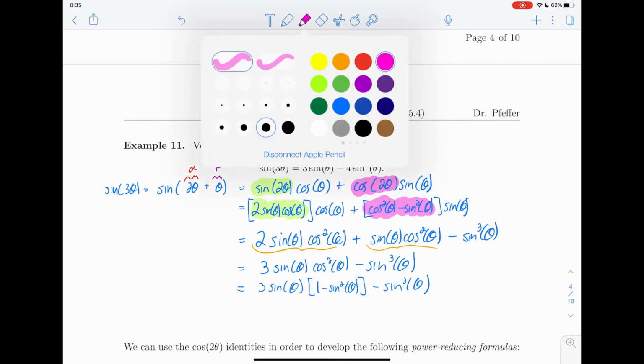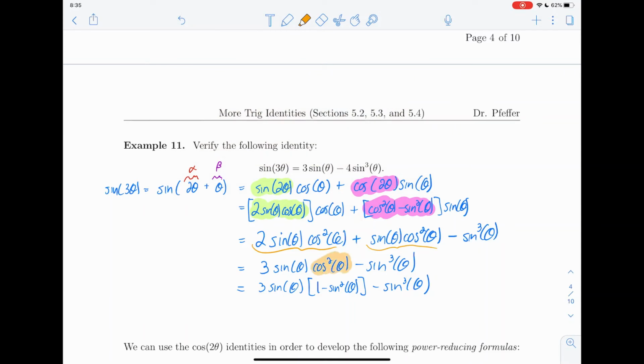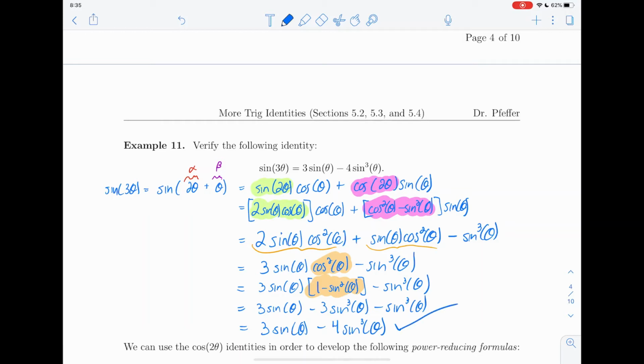Using the Pythagorean identity, I'm going to rewrite the cosine squared as 1 minus a sine squared. So just to clarify here, I rewrote the cosine squared as 1 minus sine squared. One last distribution will give me then 3 sine theta minus 3 sine cubed theta minus sine cubed theta, which then will combine, and I'll get my 3 sine theta minus 4 sine cubed theta, which is exactly what I wanted.